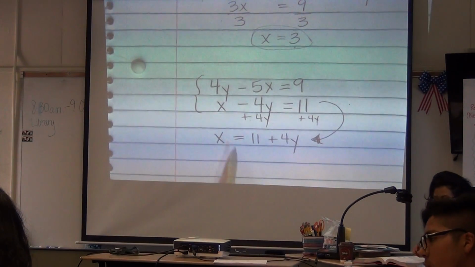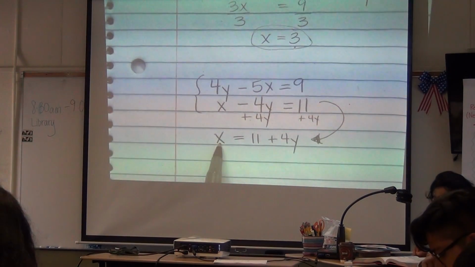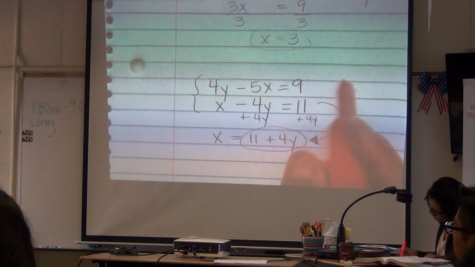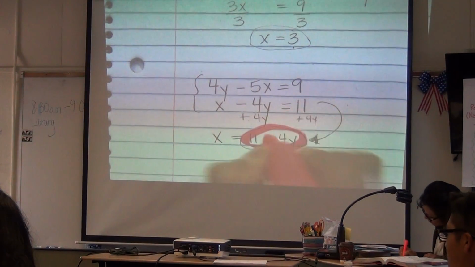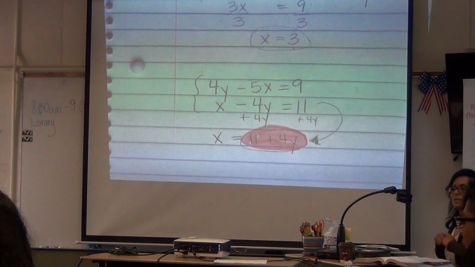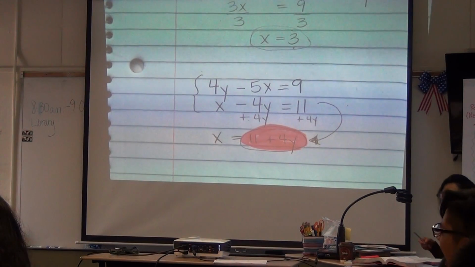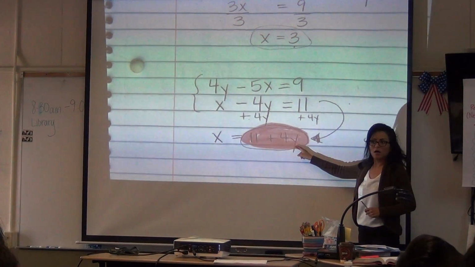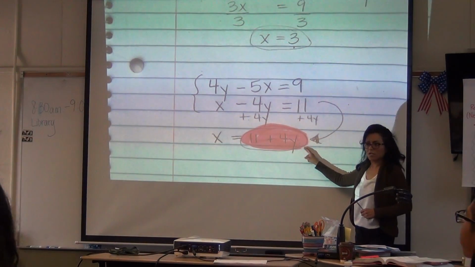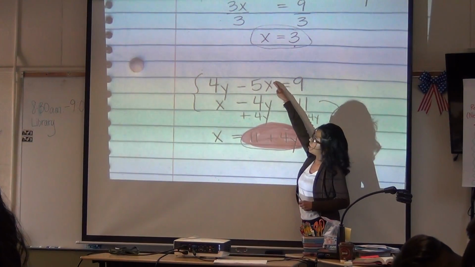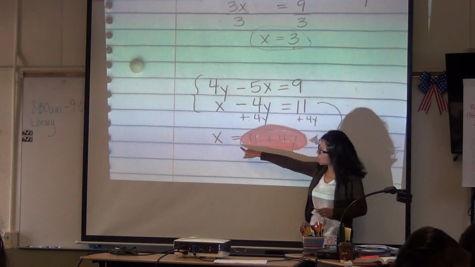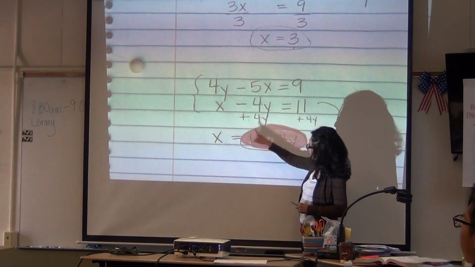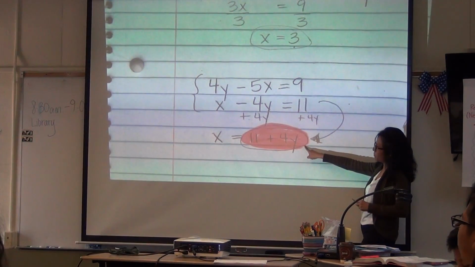Once you have your variable isolated, this right here becomes my, what do we call that again? The blob. Yeah. Okay, that's the blob. And the blob is what's going to be substituted. Where are we going to use this? In the other equation. You're going to substitute it into the other equation. So every time I see the variable x, I'm going to substitute 11 plus 4y.